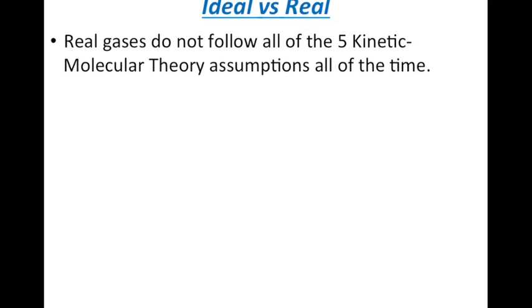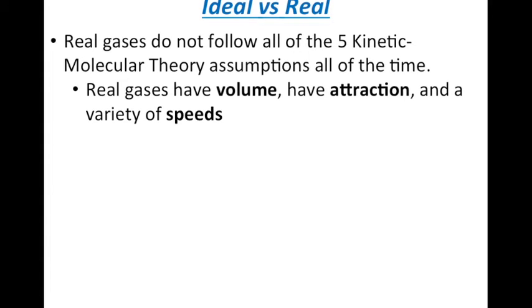The next thing we're going to talk about is an ideal gas versus a real gas. So real gases, the gases we deal with in real life, do not follow all of the 5 kinetic molecular theory assumptions all of the time. Real gases have a volume. They have attraction a slight bit. If you remember when we talked about gases, which are going to be our covalent bonds, even nonpolar have London dispersion. So every type of gas is going to have some force of attraction and a variety of speed. So they're not all going exactly at the same speed if they're at the same temperature.